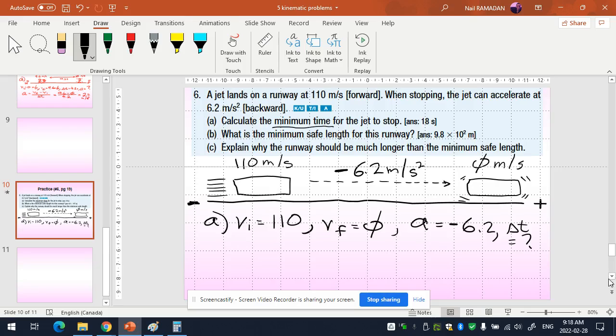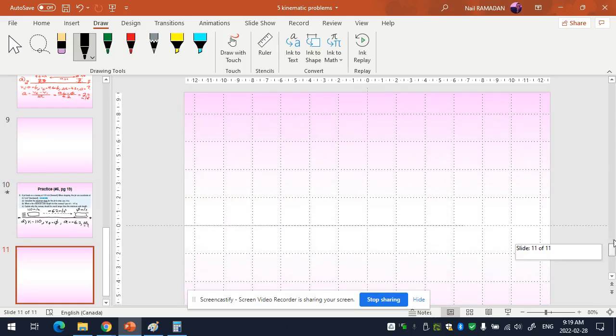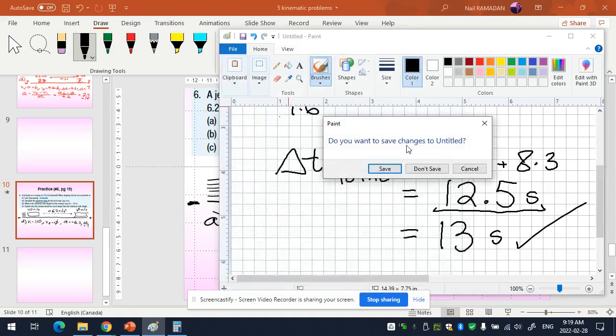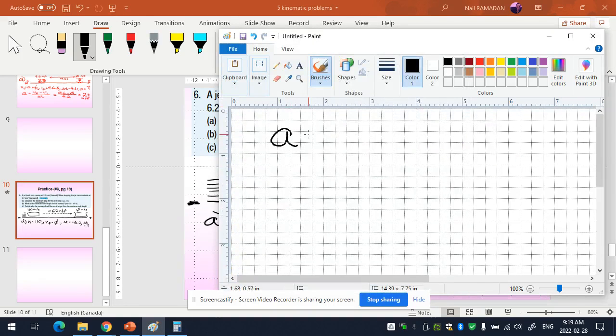So A equals, oops, sorry. Let's do it here. Okay, A equals VF minus VI over delta t. Is this a plug-in, or do we actually need to arrange? Why? Because is there something missing from the right side? Yes. We don't know this one, but we know everything else. We need to play with this a little bit.